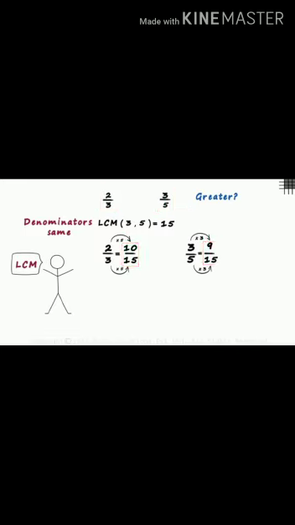And to compare like fractions, we just compare the numerators. Since 10 is greater than 9, we can say that 10/15 is greater than 9/15. 10/15 is 2/3 and 9/15 is 3/5. Hence, the first ratio is greater than the second one. Remember, when the fractions are unlike, make the denominators same.